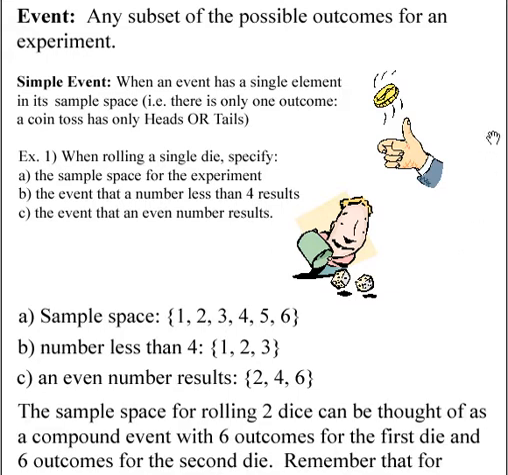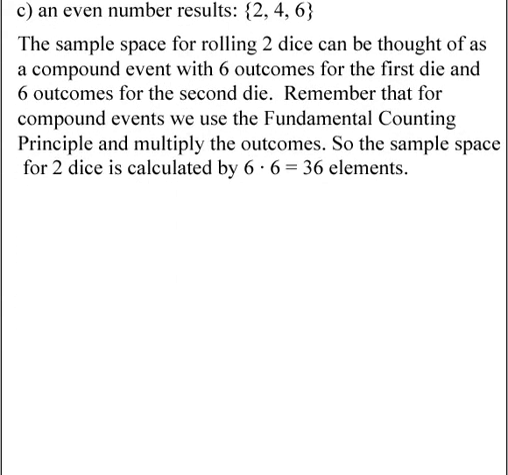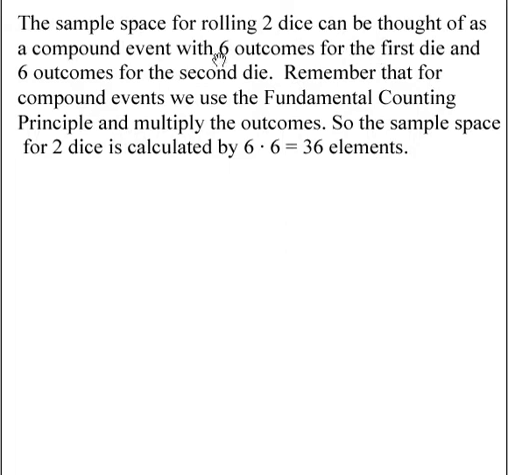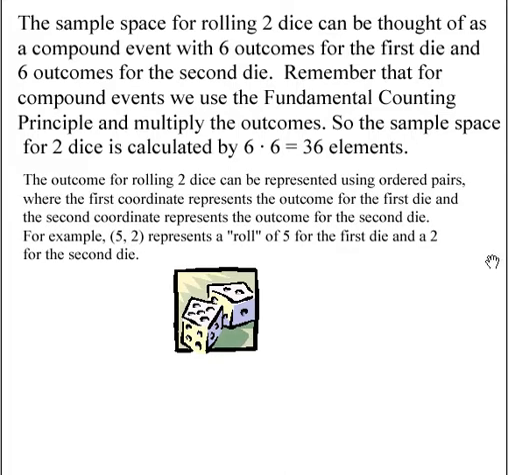Now let's talk for a moment about rolling a pair of dice. When you have 2 dice, we're going to have 6 outcomes from the first die, 6 outcomes from the second die. And remember, we learned a few lessons ago the fundamental counting principle said we multiply those. So we've got 6 outcomes from the first, 6 outcomes from the second. When we roll a pair of dice, there are 36 possible outcomes.